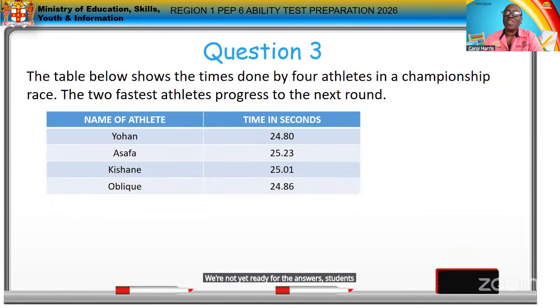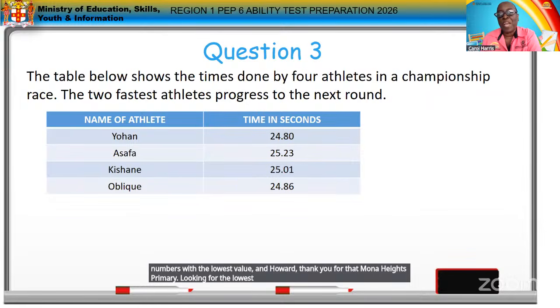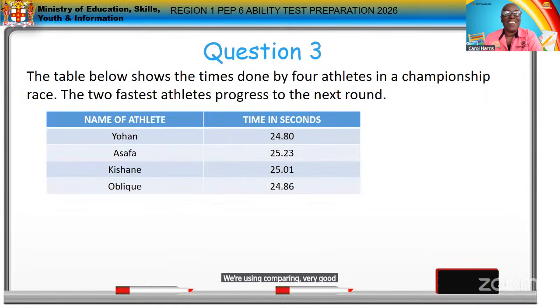What numbers with the lowest value? Howard, thank you for that, Mona Heights Primary. Looking for the lowest values. I'm comparing the numbers. Thank you. Now you're talking to me. We're comparing the numbers. And when we're comparing the numbers, where do we start? We're using comparing. Very good. Now we're together.